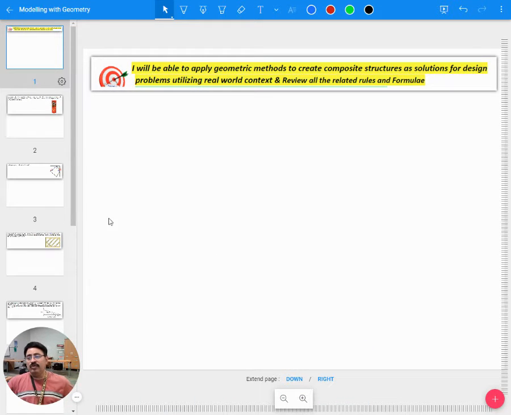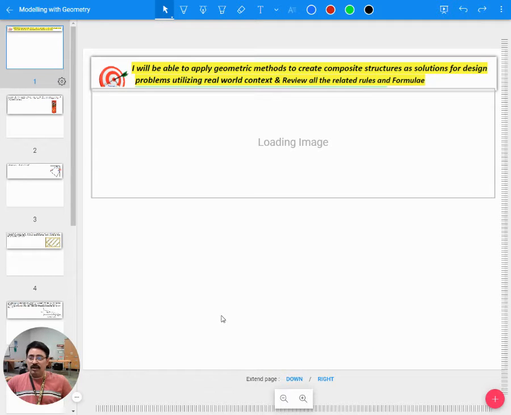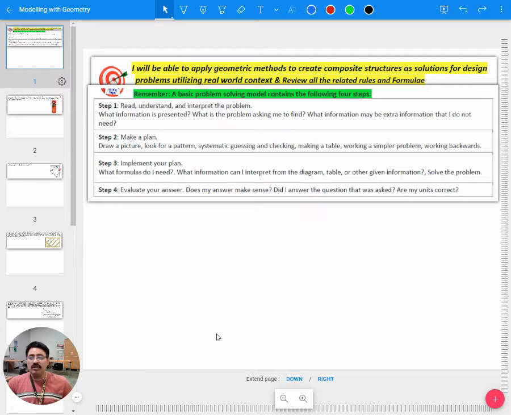Hello. In today's class, you'll be able to apply geometric methods to create composite structures as solutions for design problems utilizing real world context and review all the related rules and formulae. Here are the points you are expected to remember.